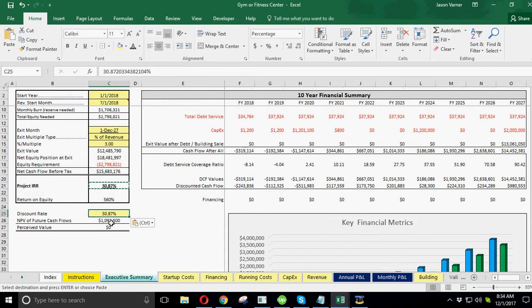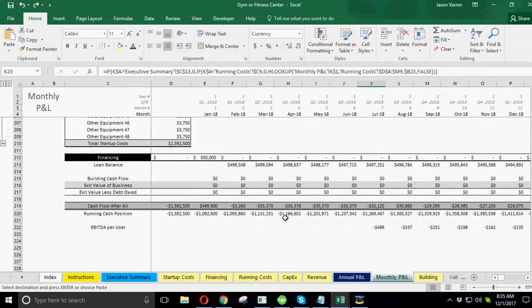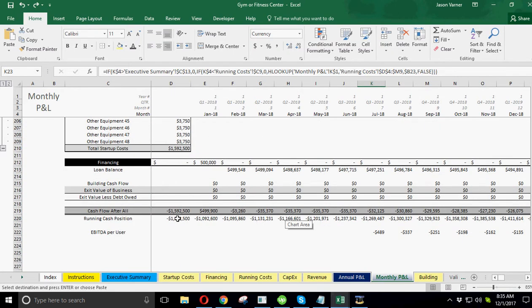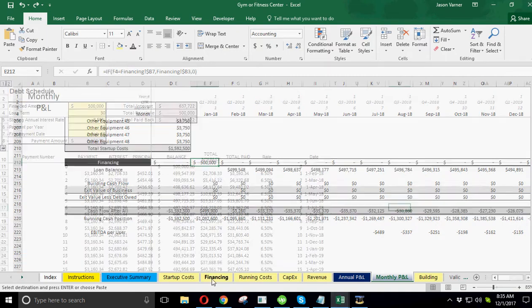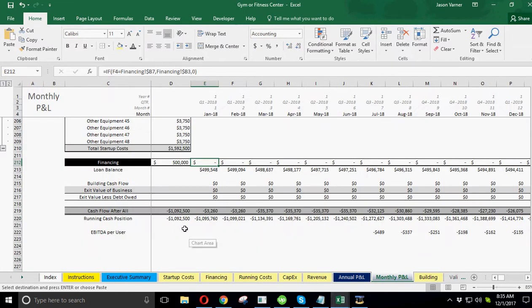initial equity needed. Now the reason why this is $1,092,000 and not 2.7 is because you see on the monthly, we're actually saying this is the amount you need, less the financing. And obviously, financing is probably going to be assumed to start whenever all the cash outflows start. So there's your 1,090 or 1,092.